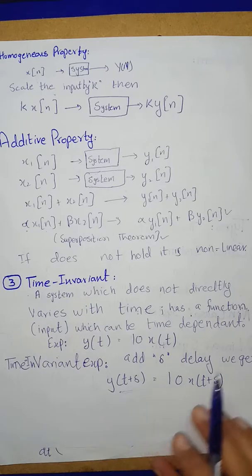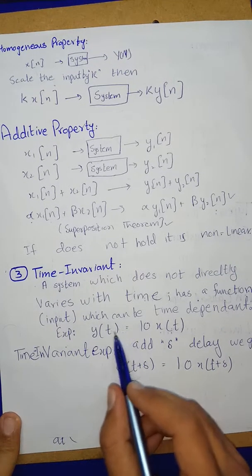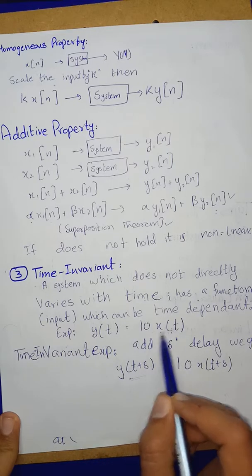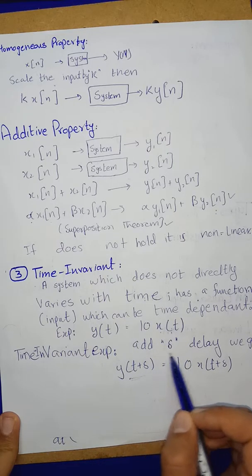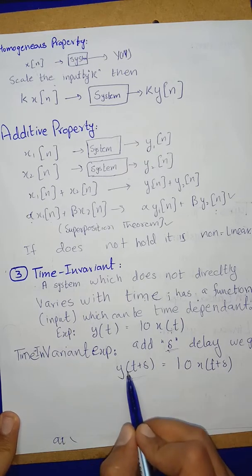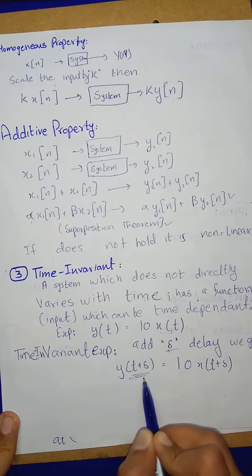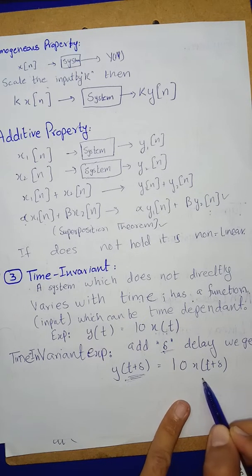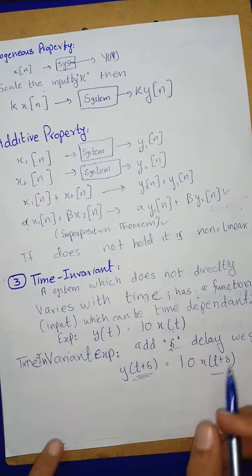If the same delay is reproduced on the output side, then the system is time invariant. This is the simplest one. For example, if we have the function y of t is equal to 10 x of t, and if we introduce a delay of sigma, then if we get the same delay on the output side as the delay that we introduced on the input side, then this is a time invariant system.